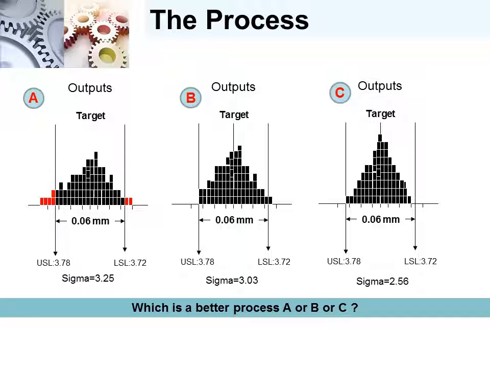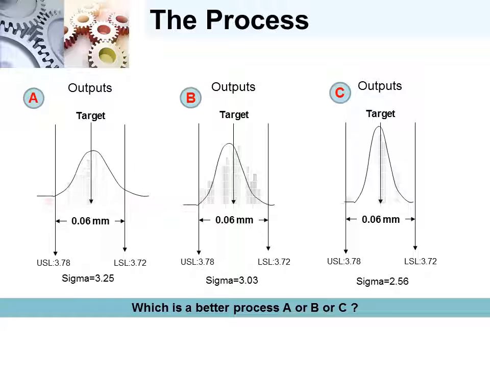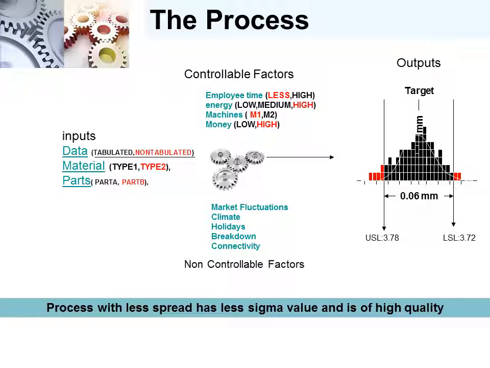Consider 3 processes with the same number of products produced for the same kind of characteristics. Process A has high spread while process C has low spread, process B has average spread. The process C is tall in shape and has low sigma or standard deviation. C is a better process as the spread is small compared to B, and this spread in statistical terms is called sigma. Thus a process with less sigma value has less spread.